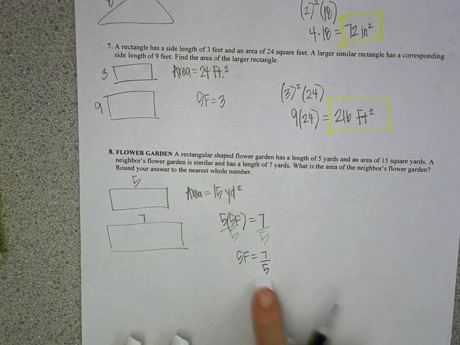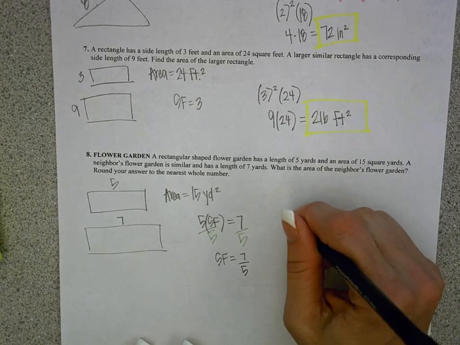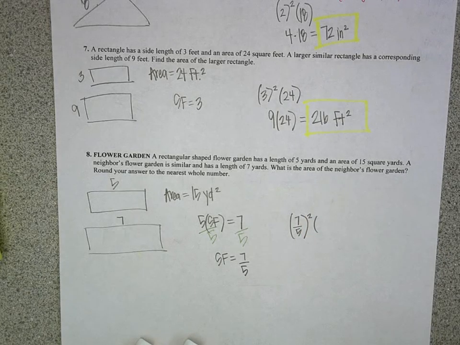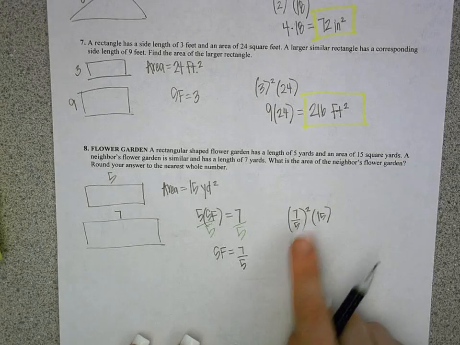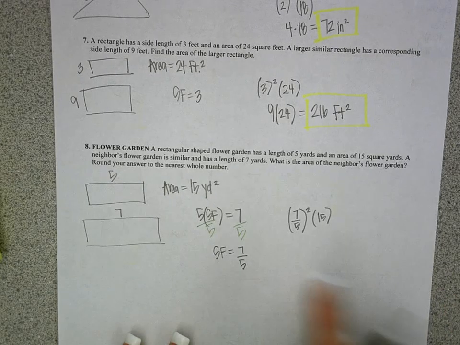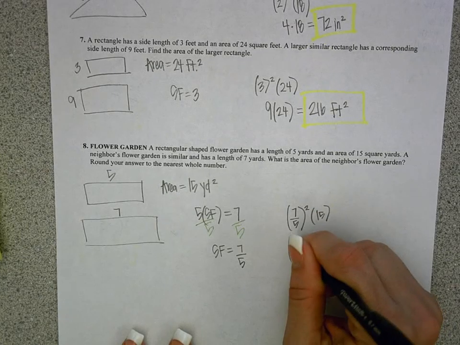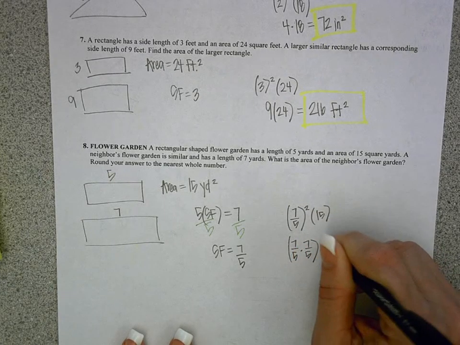Now, we're going to take this and plug it back into that original equation. So, scale factor squared, so 7 over 5 squared, multiplied by the corresponding area, 15. Can you do 7 over 5 squared? You can. You might not want to, but you can. How do you square a fraction? Anything squared basically just means to multiply by itself. So we're going to do 7 over 5 times 7 over 5 times 15.